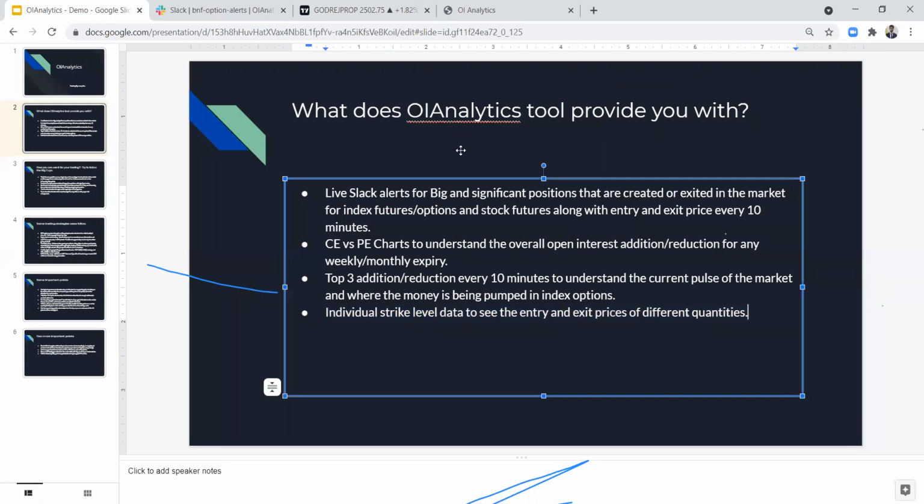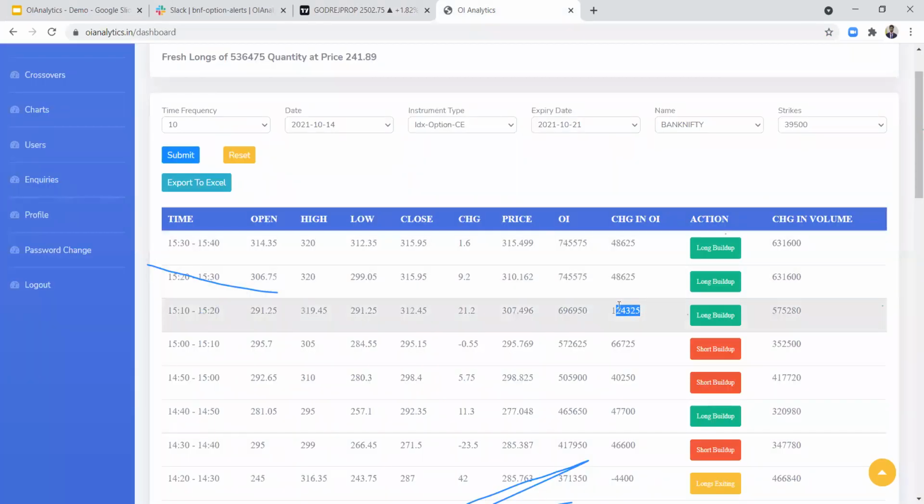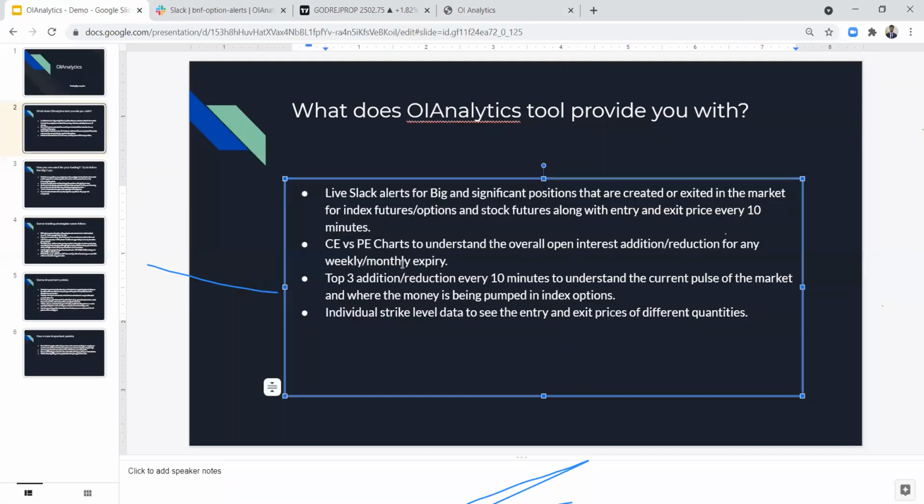So your focus will also always be on the greater quantities, and the higher the quantity and the higher the option premium, it becomes an important data point to track, right? So these are all the features. This is what OIAnalytics provides you with, right?